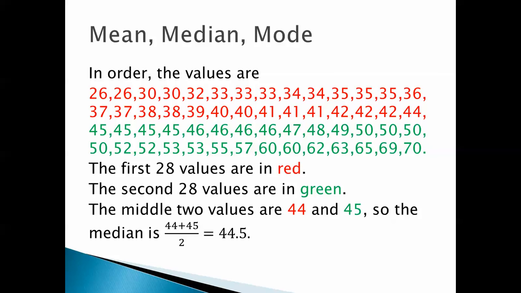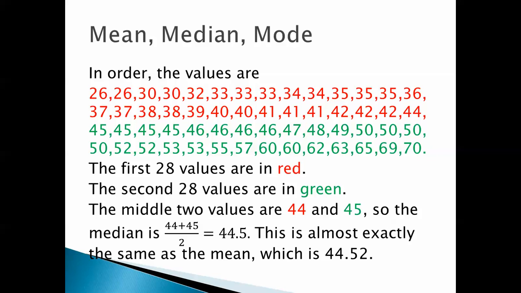So the middle 2 values are 44 and 45. So the median is 44 plus 45 divided by 2, which is 44 and a half. This is almost exactly the same as the mean, which is 44.52.